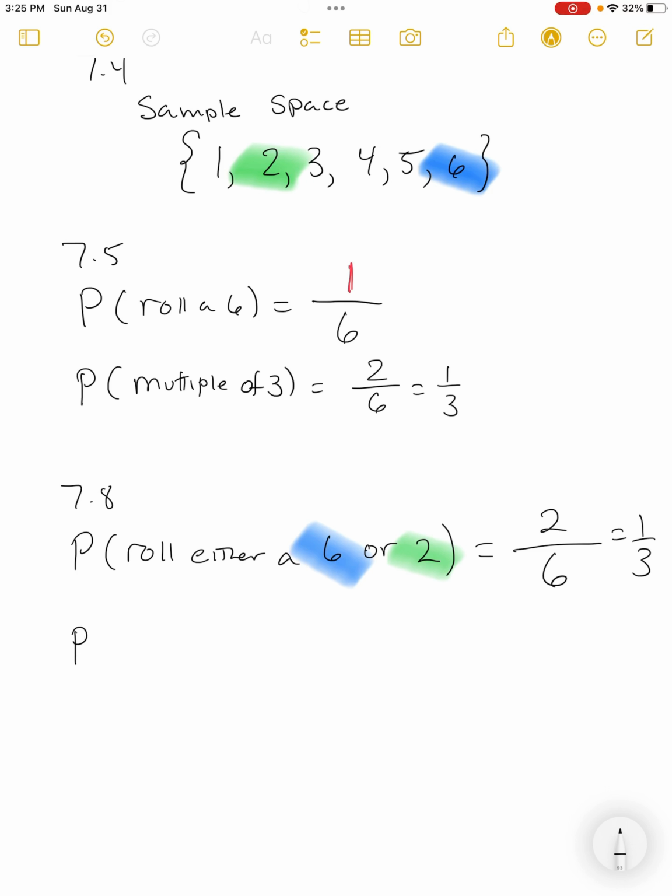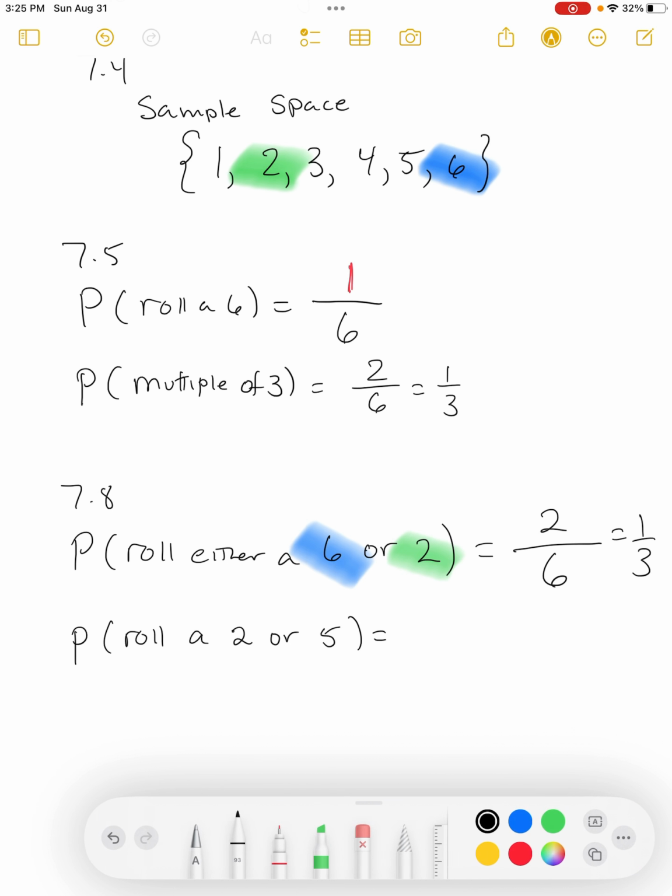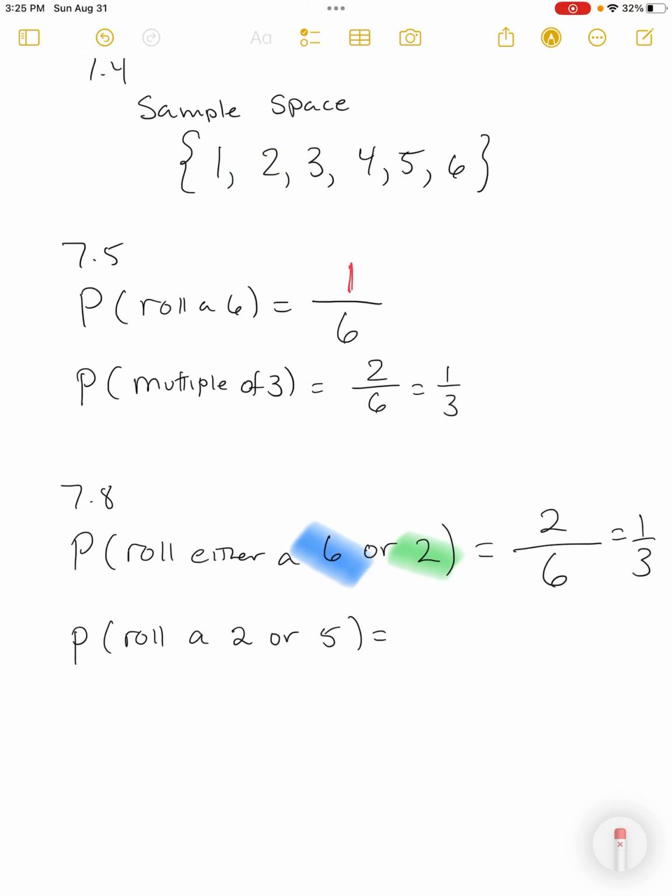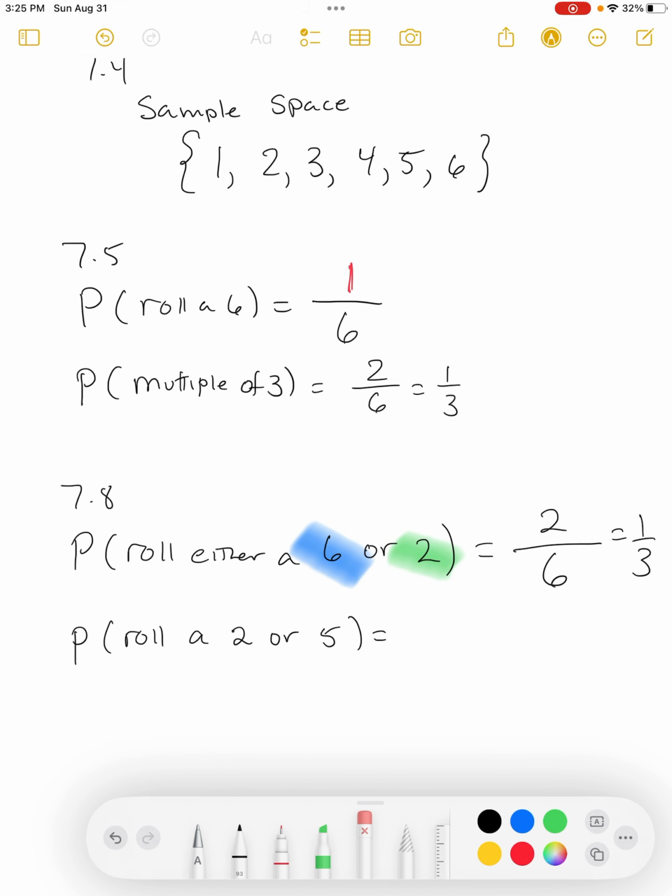We'll practice one more time with something that I think is simple. Roll a 2 or a 5. And if I roll a 2 or a 5, I'm going to come back up here, get rid of these markers. I'm looking at this new setting again. I can roll either a 2 or a 5.